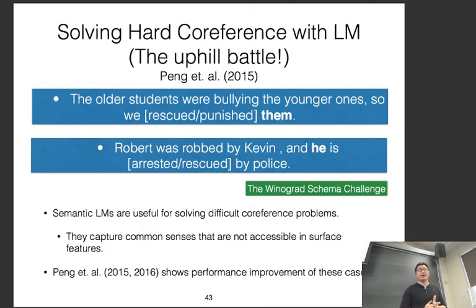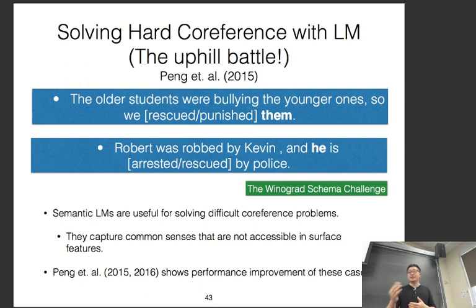So it's not actually fully applied to coreference yet. Peng and Roth did some experiments in 2015 saying that they can solve hard coreference problems using discourse language models. However, when they added it to their own UIUC coreference resolver, they haven't improved the baseline by much.